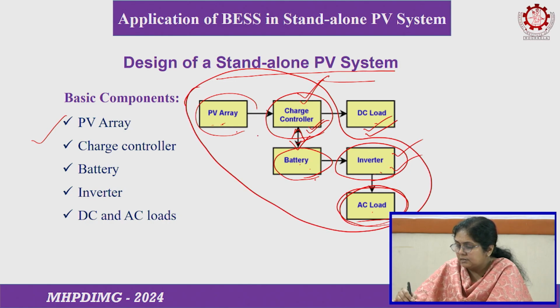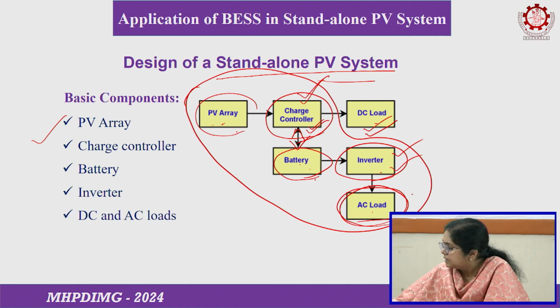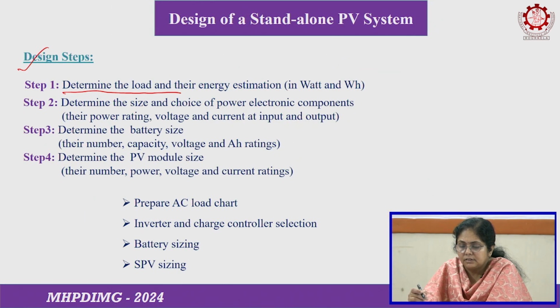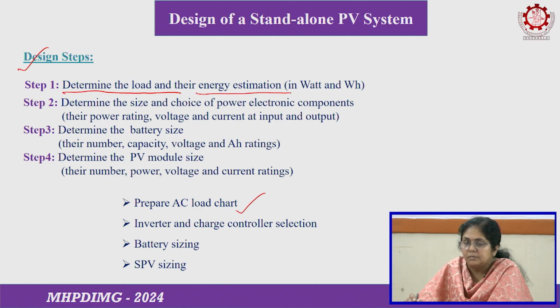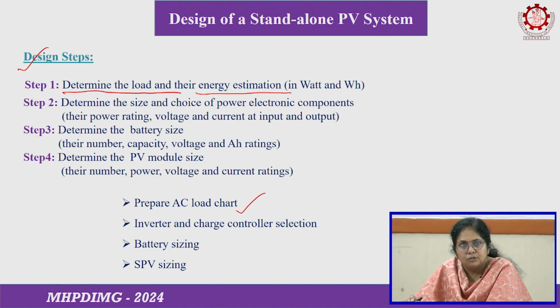So, I have these 5 components, and for that first you have to decide what the load of that household is. So, you have to prepare an AC load chart, first step. And you have to correspondingly calculate how much energy is required to supply that power. You will calculate the total power requirement. By preparing the AC load chart, then calculate the corresponding energy estimation in watt hour. Load in watt and energy in watt hour.